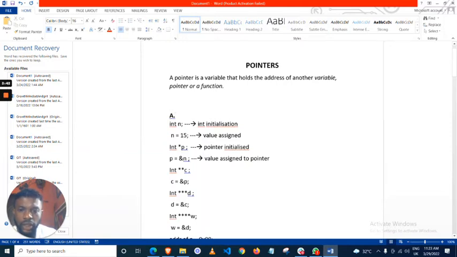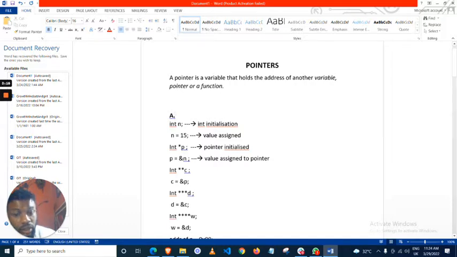If you want to initialize a pointer, you use the asterisk sign. But then it tells nothing yet. You're just telling the computer that p here is a pointer pointing to what, you don't know. Now the next line, we are telling the computer or the system that p is actually holding the address of n.